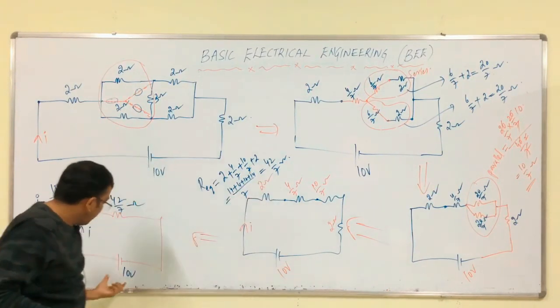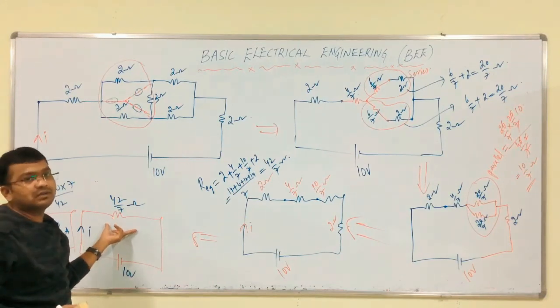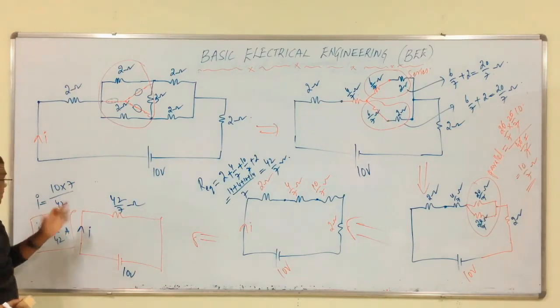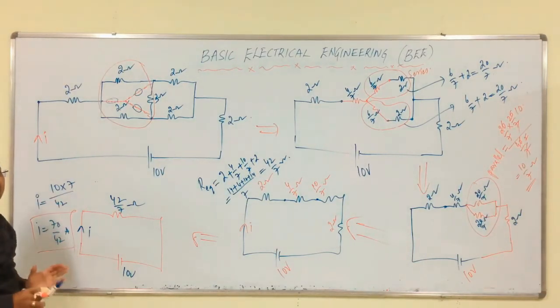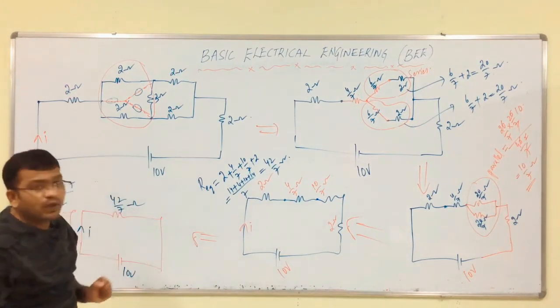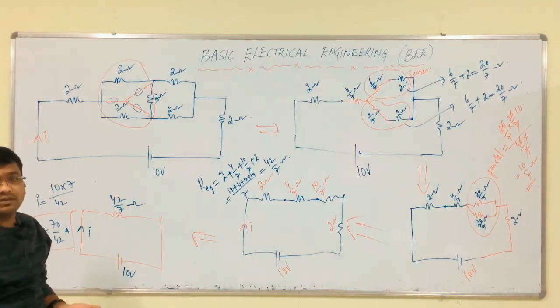So, finally, 10 volts is connected across 42 by 7 ohms resistor. Then finally, we got I is equals to what? 10 by 42 by 7, finally 70 by 42 amps is nothing but our required value of current. So, like this we have to calculate the equivalent resistance and then calculate the required asked parameters.